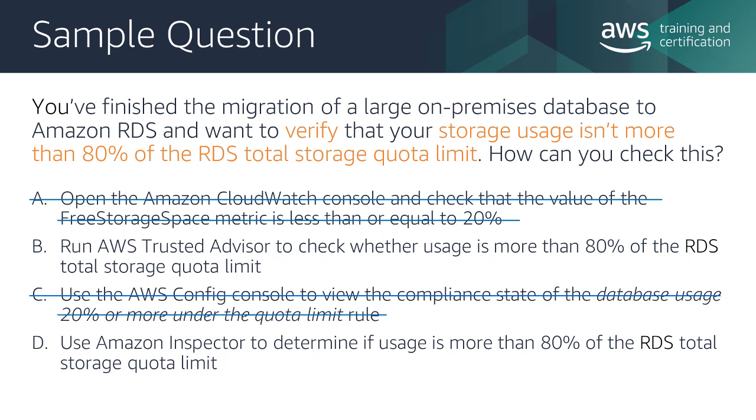Option C, incorrect. AWS Config has no default managed rules that can check that database usage is 20% or more under a quota limit. It's not an option. D, Inspector, incorrect. I mean, Inspector's great. It's an automated security assessment service. It does not deal with storage quotas. What does? AWS Trusted Advisor. This is where you go to check quota limits, including, is your usage more than 80% of your RDS storage?